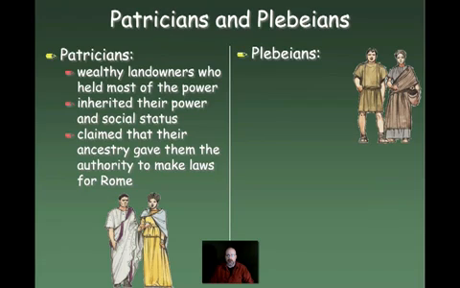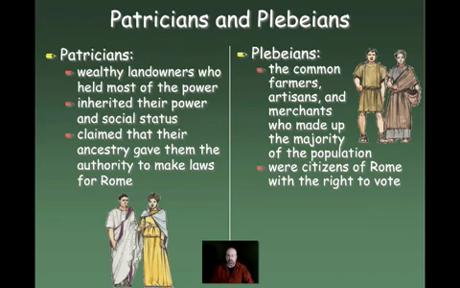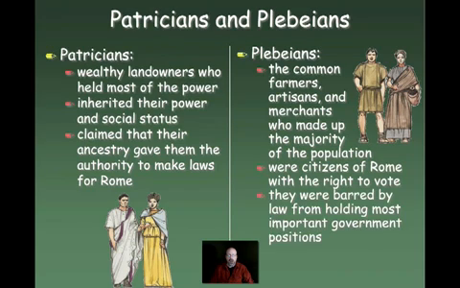The plebeians, on the other hand, were the opposite end of the social spectrum. They tended to be the common farmers, artisans, and merchants who made up the majority of the population. So again, the minority of the population were patricians, and the majority were plebeians. The plebeians were the citizens of Rome with the right to vote. They were also barred by law from holding most important government positions. So even though they had the right to vote, because they were plebeians, they originally were not allowed to hold major government jobs. Those were reserved for the patrician class.